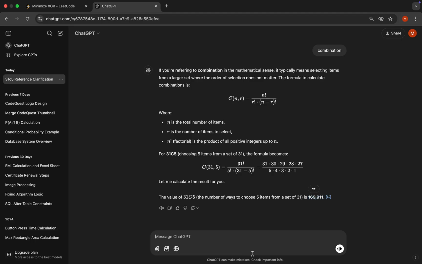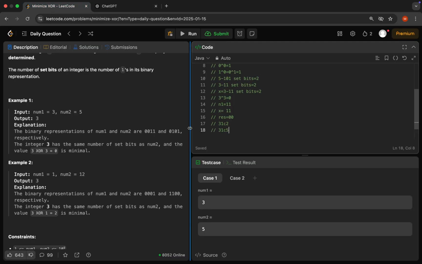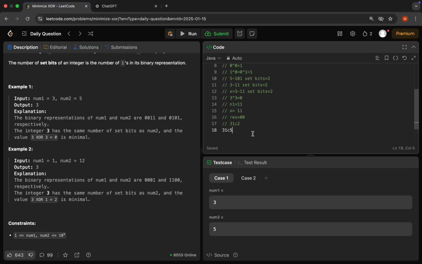And if we try to figure out some more combinations like 31 C 10, it will cross 10 to the power 8 or 9, which is not acceptable. It will give you TLE. So we cannot enumerate all the combinations, and it is also very difficult to find all of them. We can figure it out, but it is difficult. So what can be a better approach?